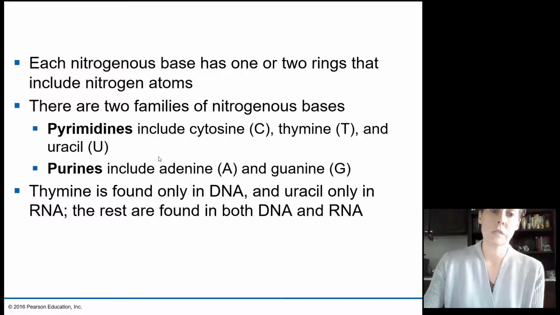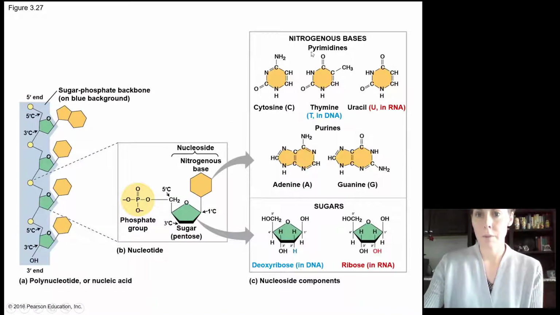I don't really have a great way to remember it, except that pyrimidines, even though it's a long word, is only made up of 1 circle.